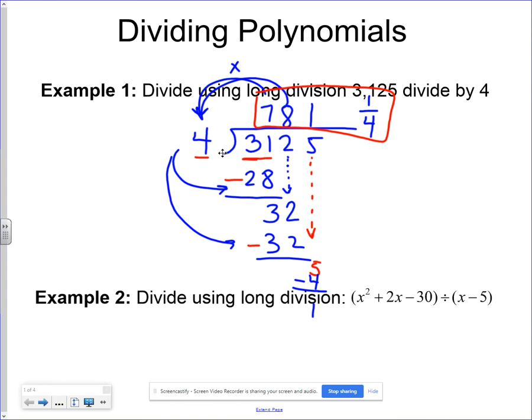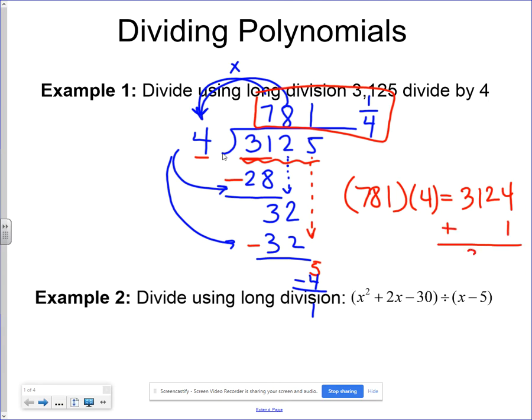Let's think about what this means. What this means is if you take 781 and you multiply by 4, you would get 3,124. But what did I have under there? 3,125. But remember, we got a remainder of 1. So if you take the remainder, which was 1, and add it to your answer, now you get what was under there. This is a way you can check it.